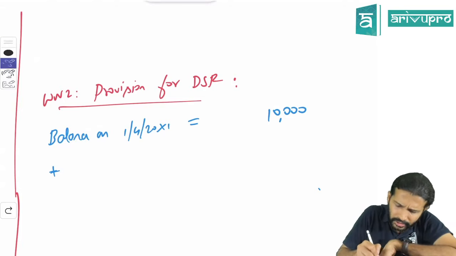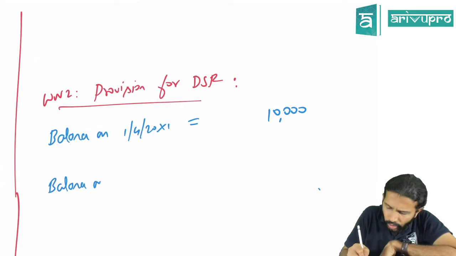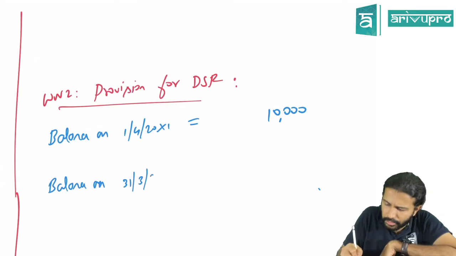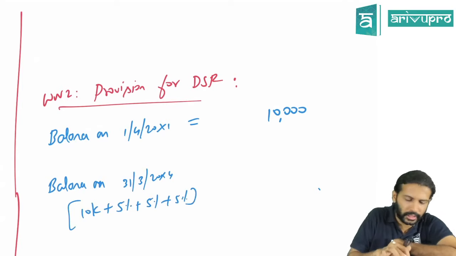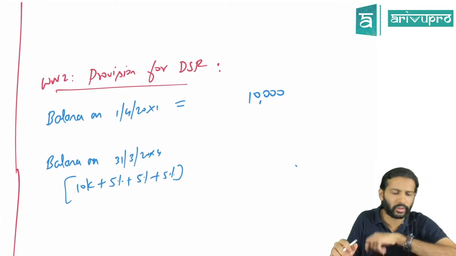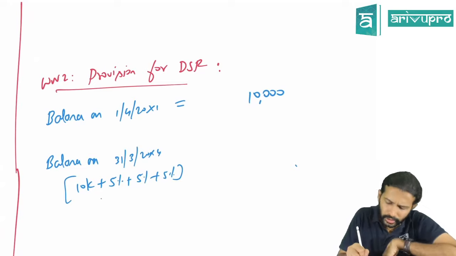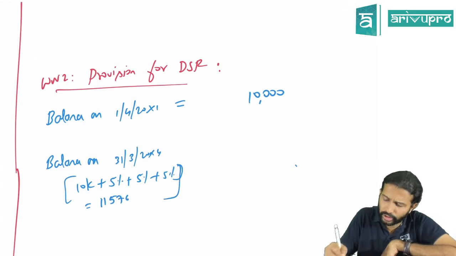So I will directly find out like this. See if you agree with me. Balance on 31st March 20x4, I'll just write 10,000 plus 5% plus 5% plus 5%. If you calculate 10,000 plus 5% plus 5% plus 5% in your calculator, you will get 11,576. In our study material, they have rounded this off to 11,600 rupees.